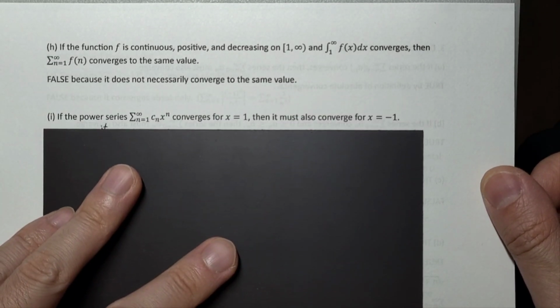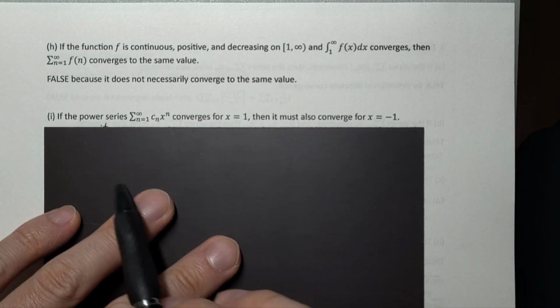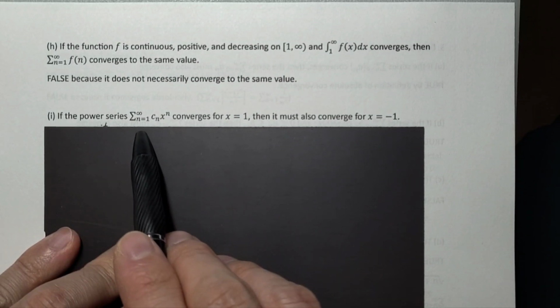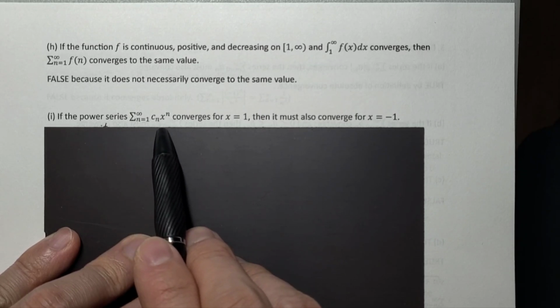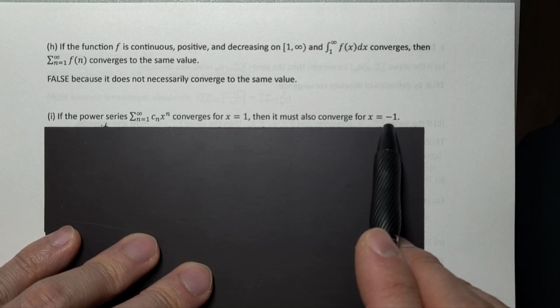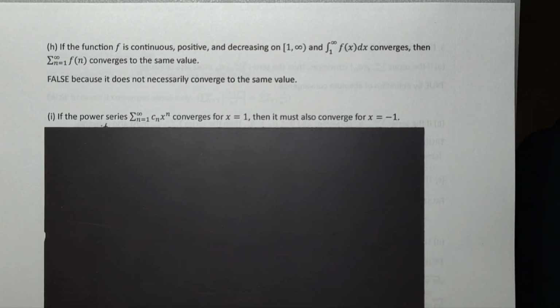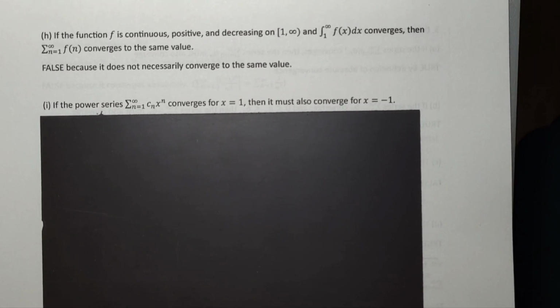Next, if the power series, the summation as n goes from 1 to infinity of c_n x^n, converges for x equal to 1, then it must also converge for x equal to negative 1. This is true, this is false. Can you think of a counterexample to prove this false? Or is there some other additional understanding that we can think of to prove that this statement is false? So, this is what I thought of. This is false, by the way.